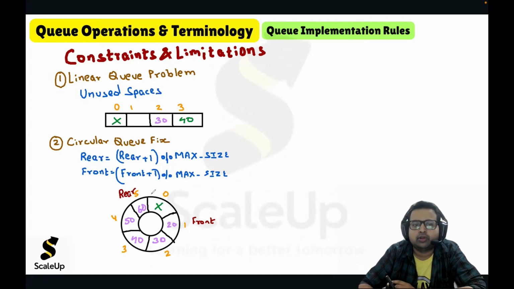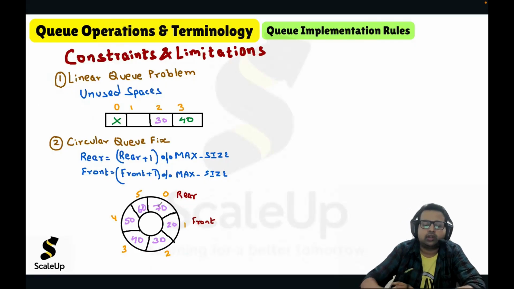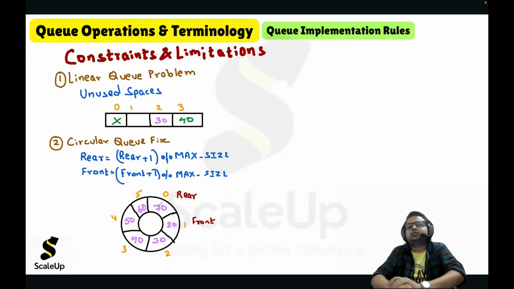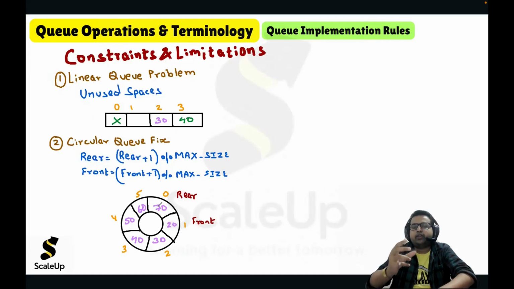Remainder will be 0. So now rear will point to the 0 index. And whatever new element you insert will get inserted at this index, at this position. So this is the idea. In a circular queue, the idea is very clear: unused spaces, we are able to access them. We are able to make use of them.